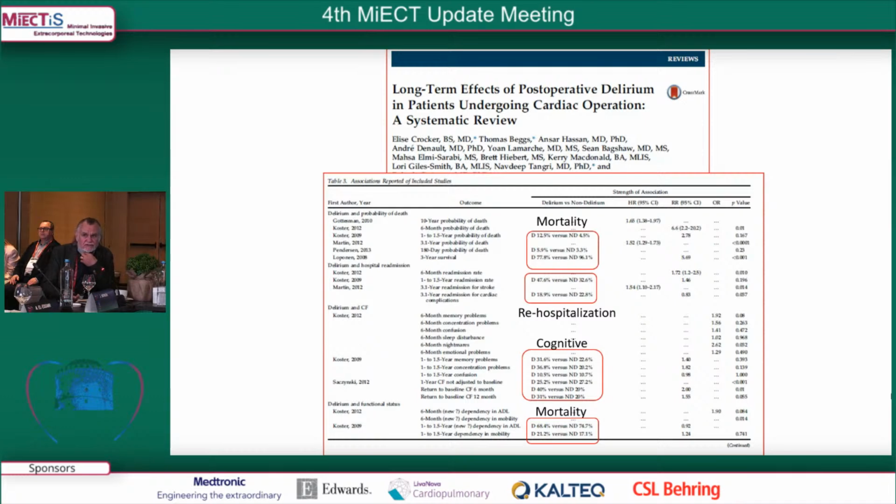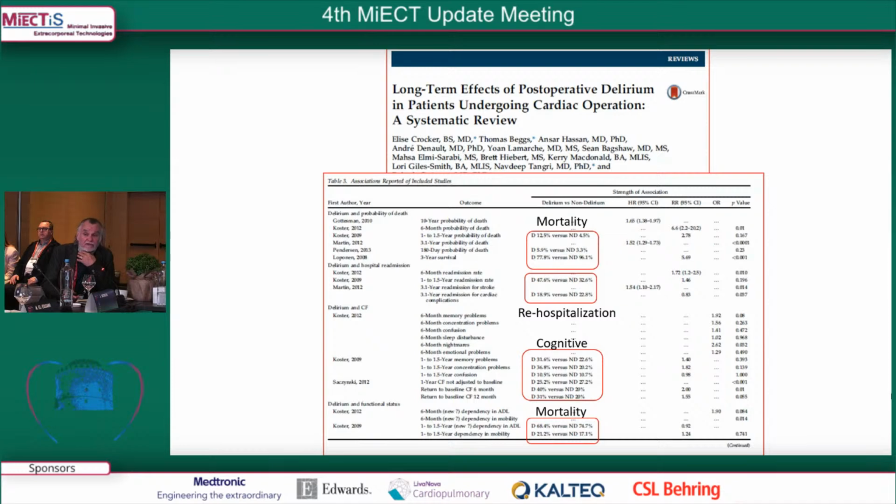This was a recent meta-analysis, showing that patients that experience postoperative delirium have a significant increase in their mortality rates compared to those patients that do not have this type of postoperative event. It's also associated not only with acute increases in morbidity, but there's also a significant association with rehospitalization. So it's a marker, again, for systemic issues that may manifest.